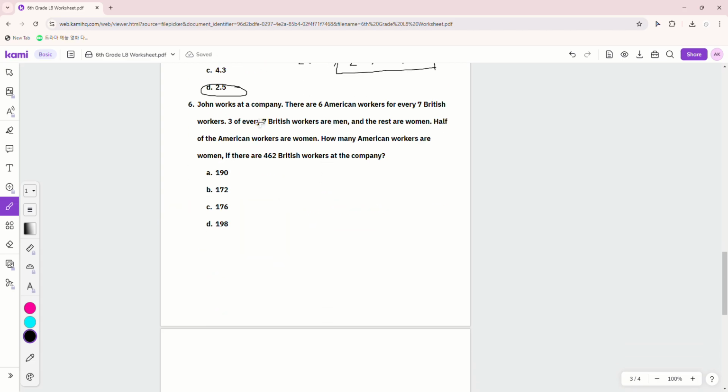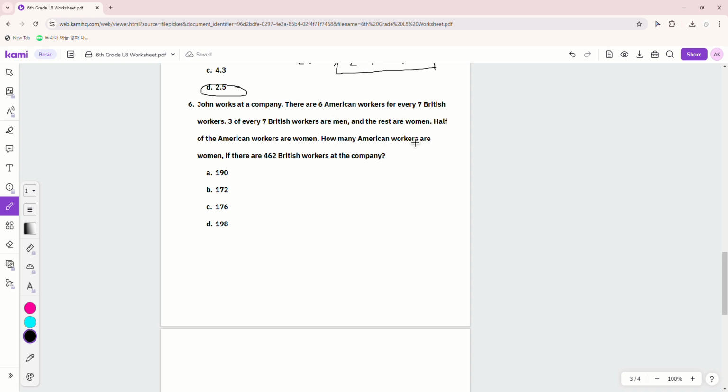Number 6 says, John works at a company where there are 6 American workers for every 7 British workers. 3 out of every 7 British workers are men and the rest are women. Half of the American workers are women. How many American workers are women if there are 462 British workers at the company?